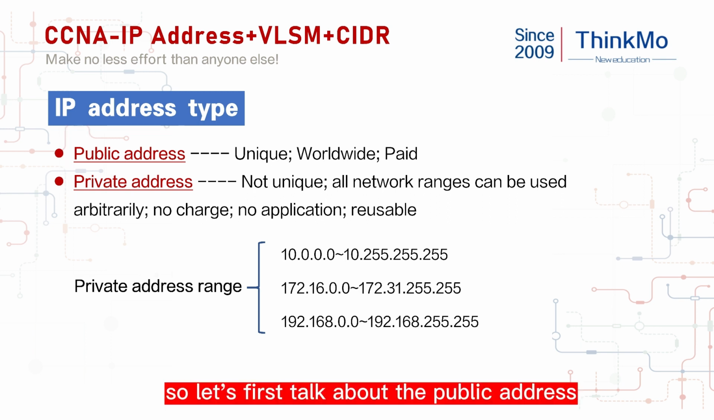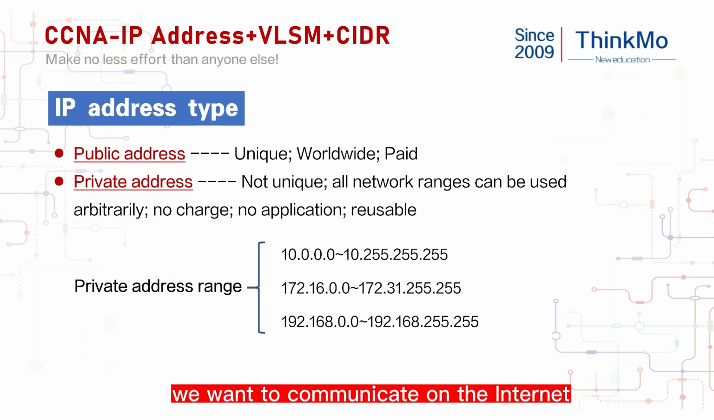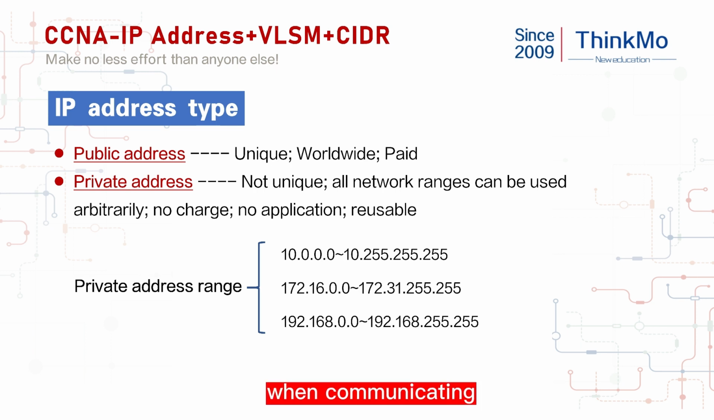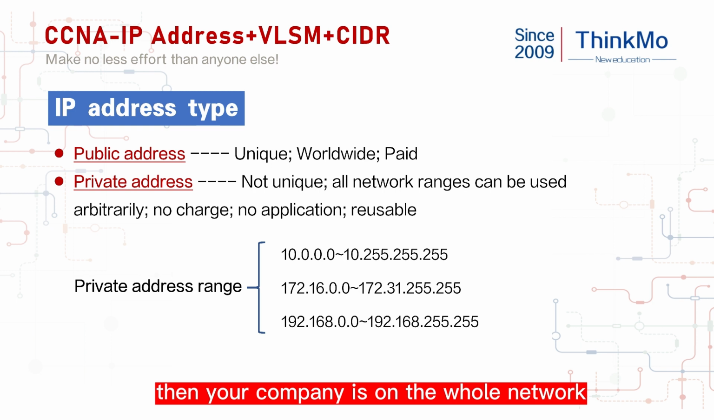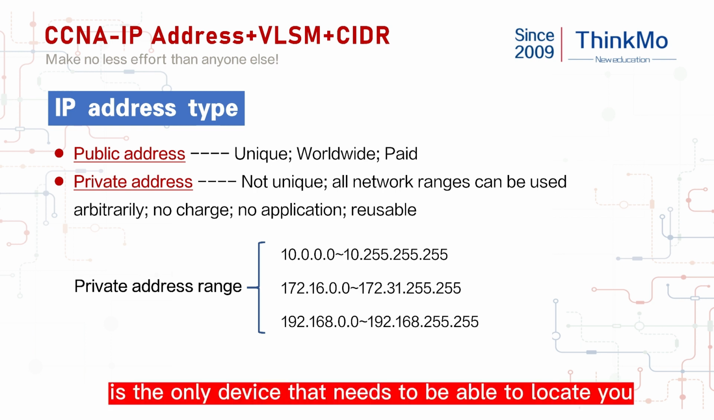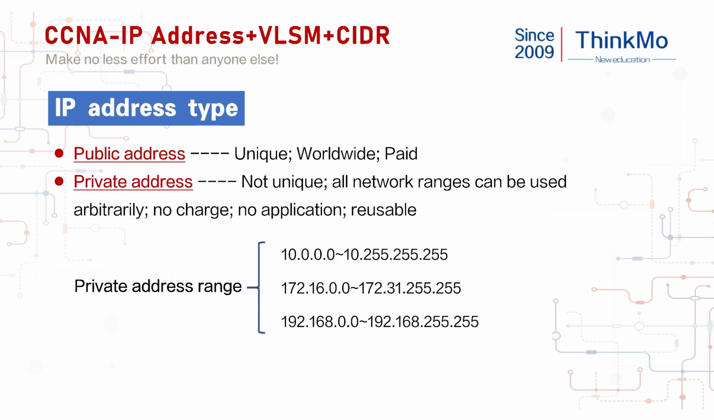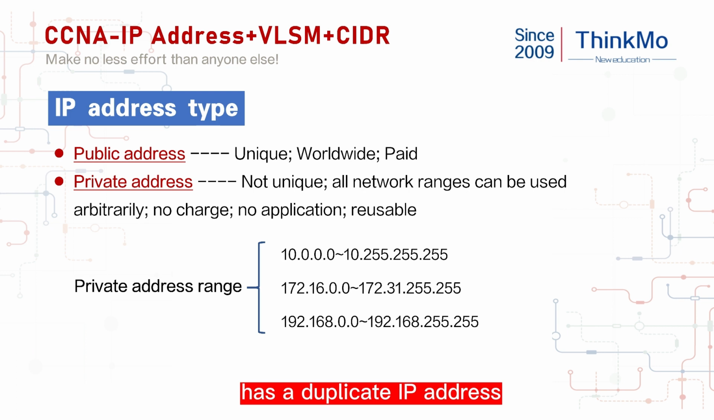So let's first talk about the public address. We want to communicate on the internet. All addresses on the public network must be unique when communicating. For example, your company is now running a business, and your company is the only device on the whole network that needs to be located. Your company has an export facility, like Google, which has a server. If you want to access the Google server, it can't be that the Google server has a duplicate IP address with another place. When you visit, it would be unknown which of them was visited. So facing the public network, all addresses must be unique.